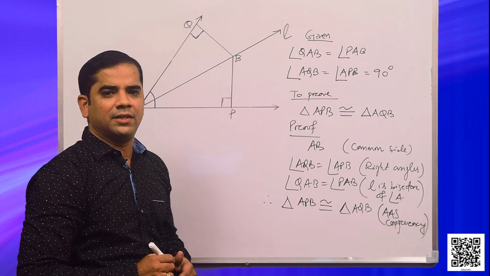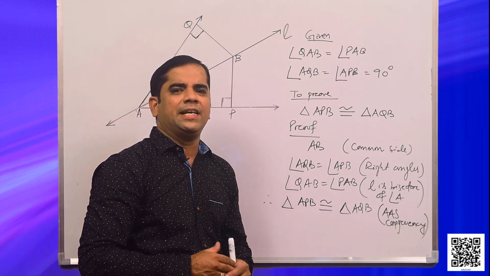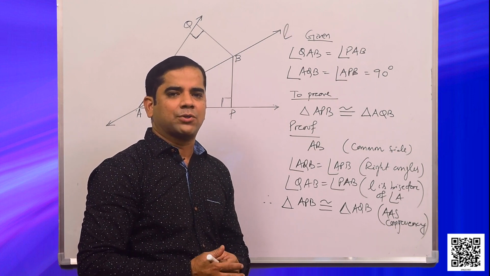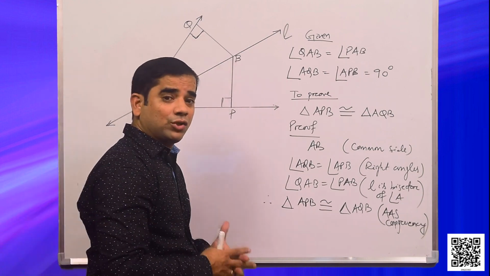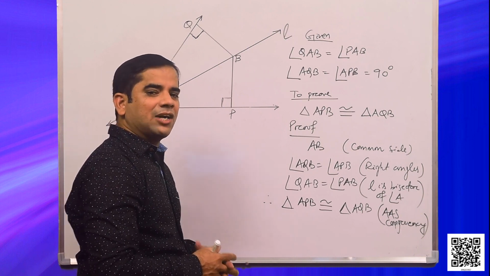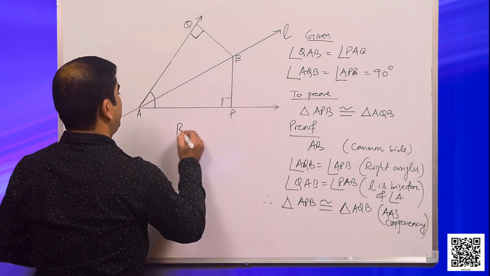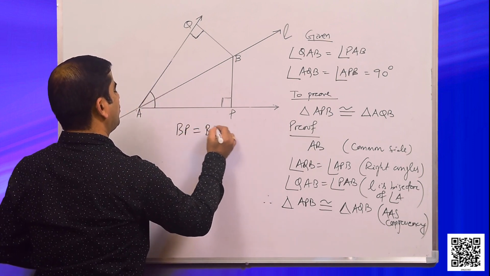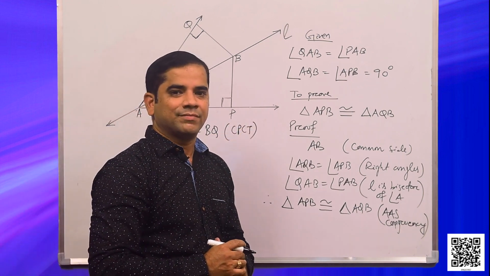AAS congruency. What else does it ask? It asks BP is equal to BQ, or B is equidistant from the arms of angle A. That means BP is equal to BQ. Obviously, as we know, when two triangles are congruent, the corresponding sides and corresponding angles are equal. So BP is equal to BQ by CPCT.